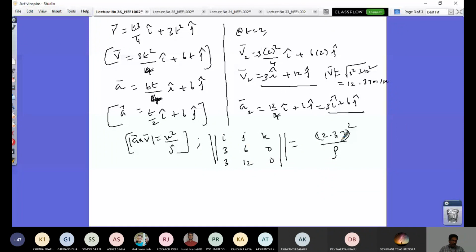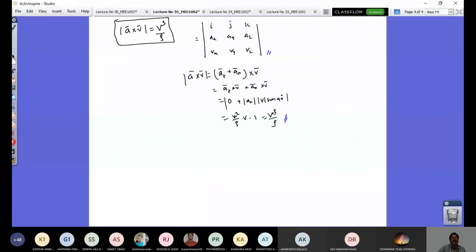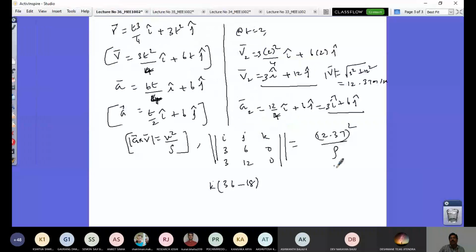So I can find out that that's going to be i into 0, j into 0, k into 36 minus 18, right? 36 minus 18. This is right, a cross v only we have written that expression. Last class we did write a cross v, correct. So you have this now.